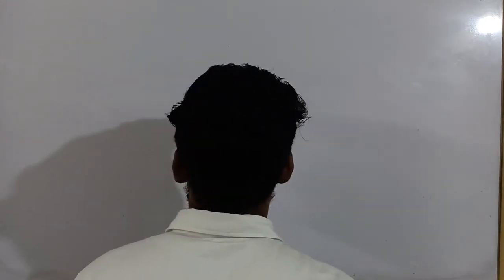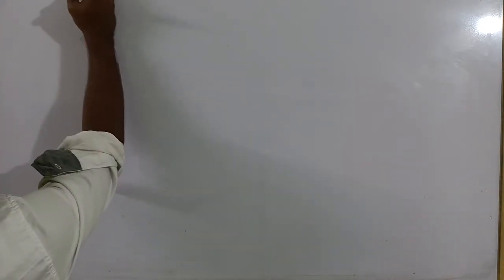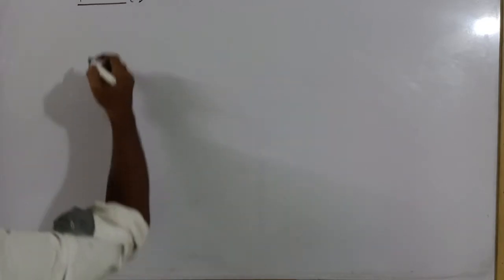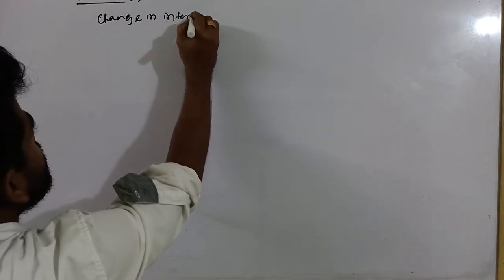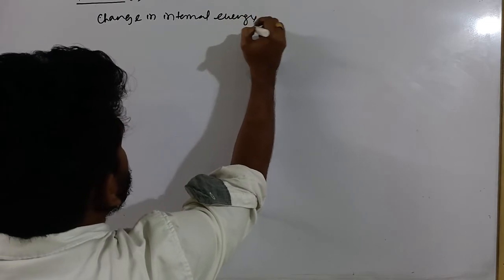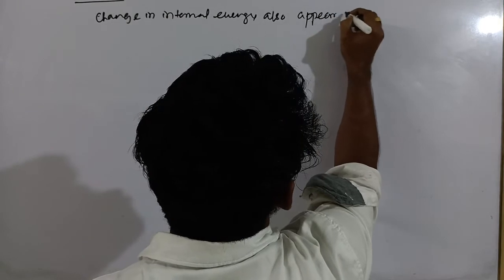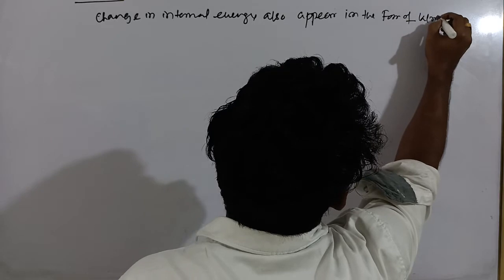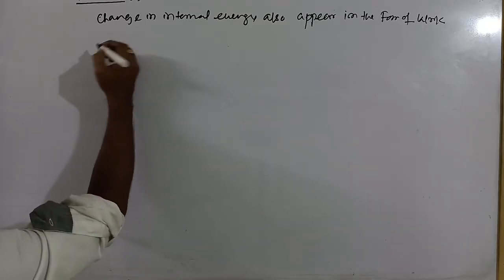Again, the change in internal energy also appears in the form of work. So work is also a form of energy transfer. First one, that is heat, I have already explained. Next, that is work. So change in internal energy also appears in the form of work. So again, you just remember, work done by sign convention.